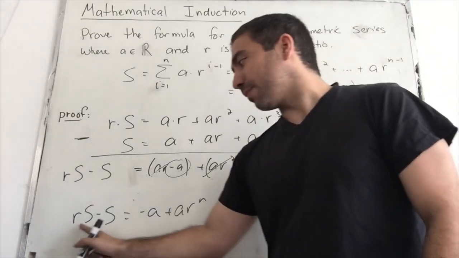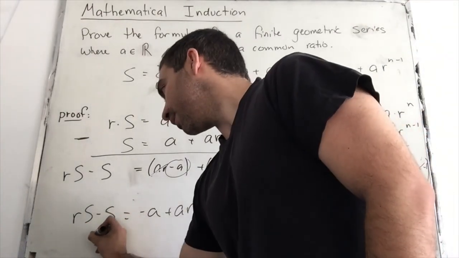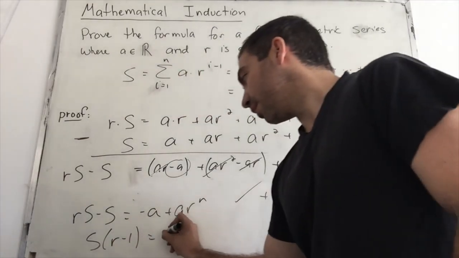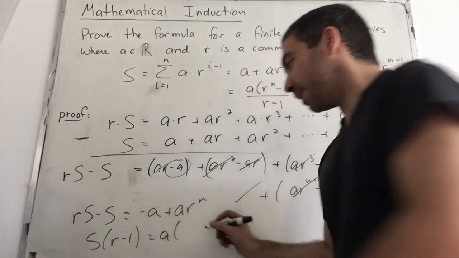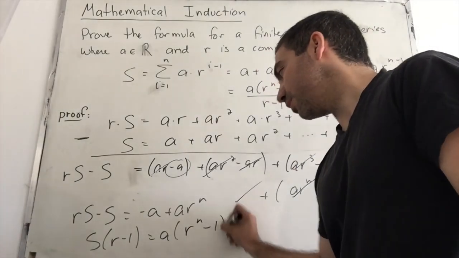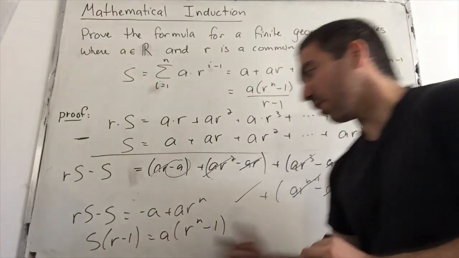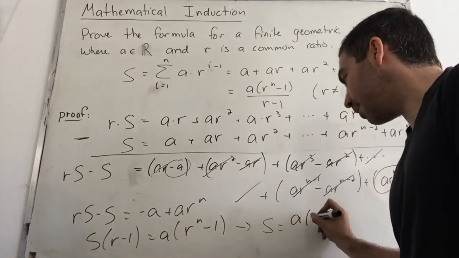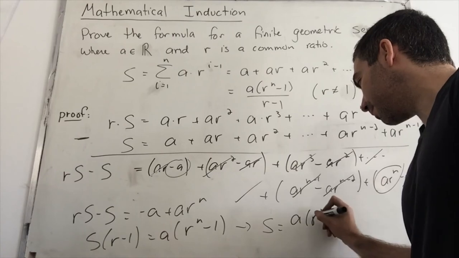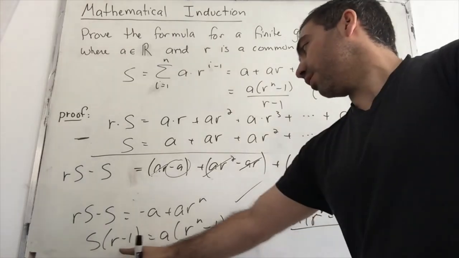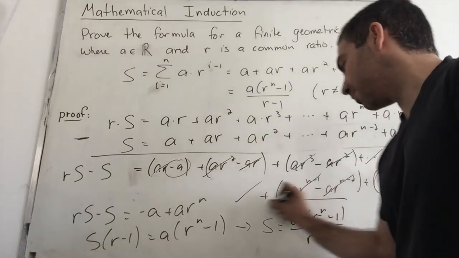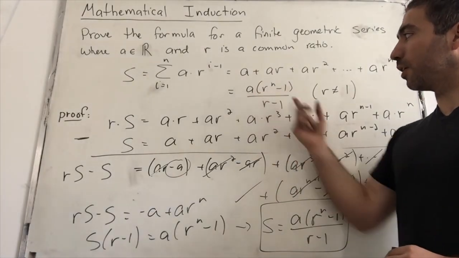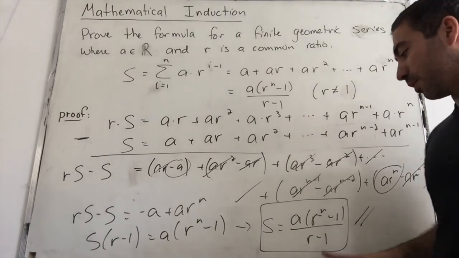Okay, so here we could factor out the S, leaving us with S times R minus 1, and here we could factor out an A. And I'm just going to reverse the order and write it as R^n minus 1. And the last step is divide by R minus 1. So this gives us the sum S is equal to, on the numerator, A times R^n minus 1, over R minus 1. And this is the proof. This is the formula we wanted to show. We got A times R^n minus 1 divided by R minus 1.